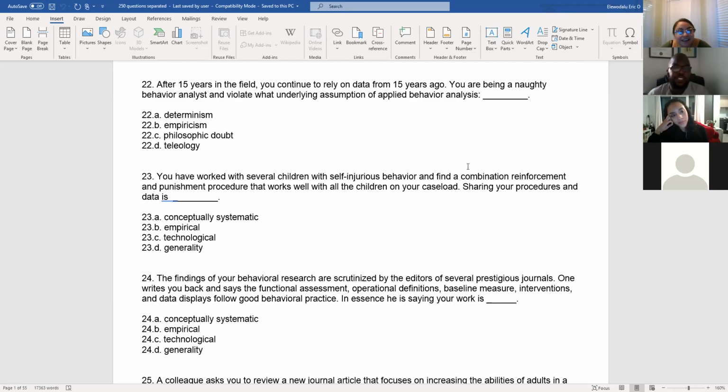So after 15 years in the field, you continue to rely on data from 15 years ago. You are being a naughty behavior analyst and violate what underlying assumption of behavior analysis? Philosophical doubt. Being naughty and you violate the assumptions. Did you say C, philosophical doubt? Is that what you were saying?